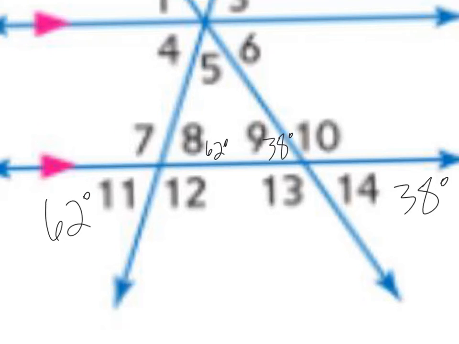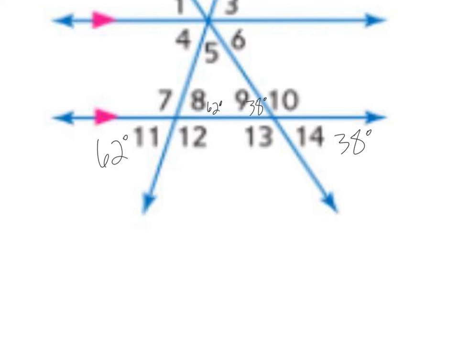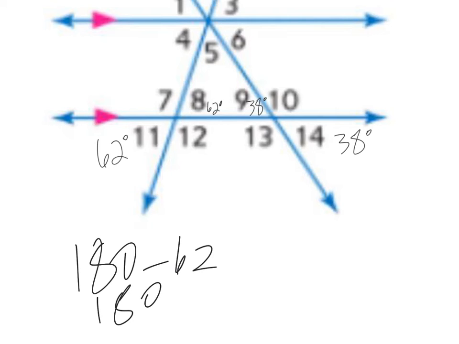But remember, a linear pair adds up to 180 degrees. So what is 180 minus 62? And then what is 180 minus 38? 180 minus 62 will be 118, and 180 minus 38 will be 142. So that means angles 12 and 7 will be 118, and angles 13 and 10 will be 142.